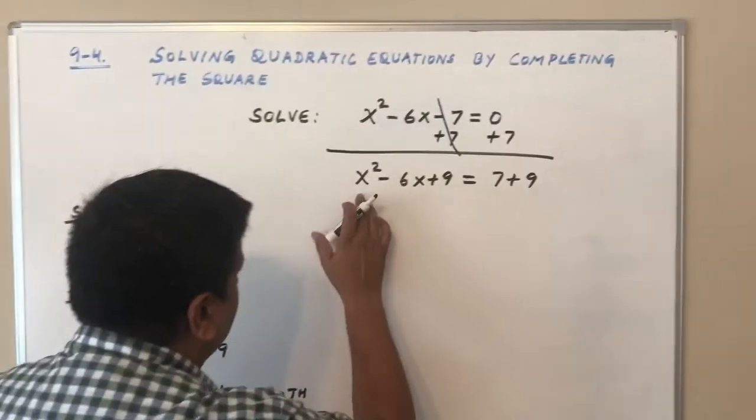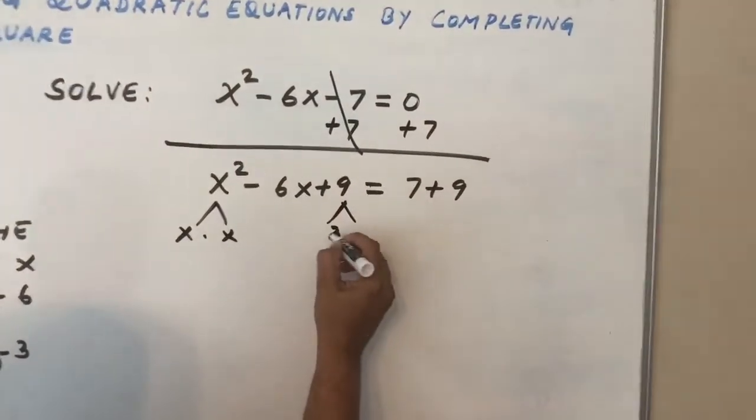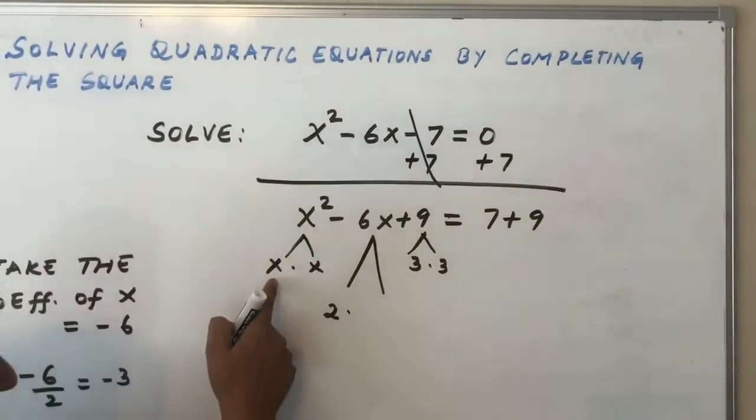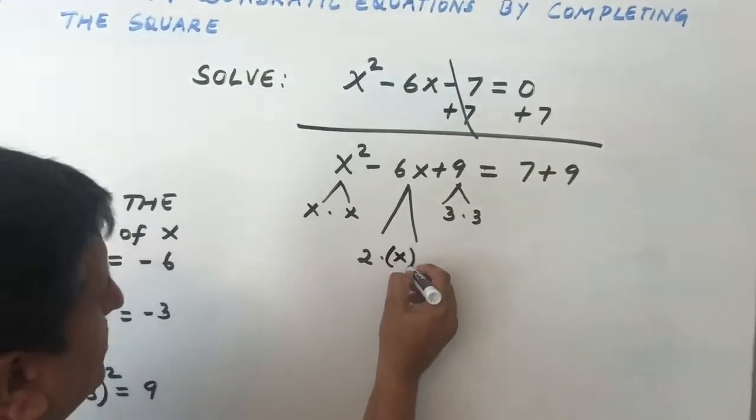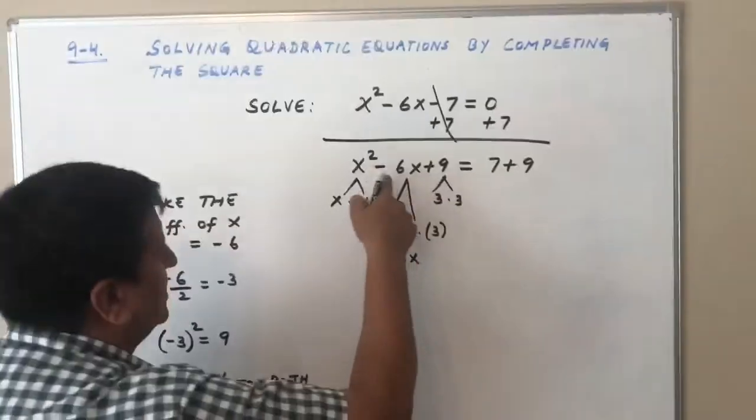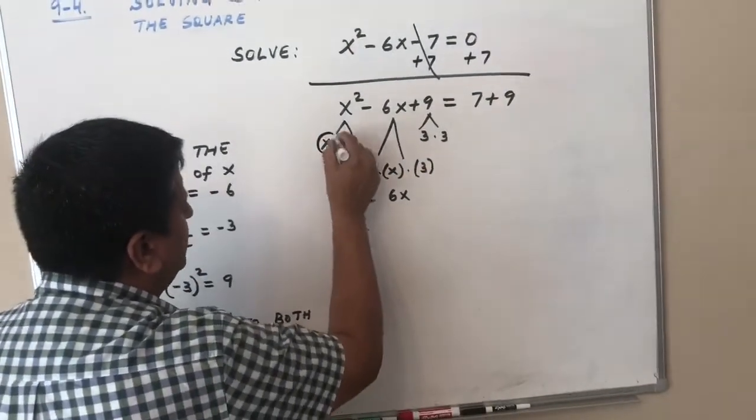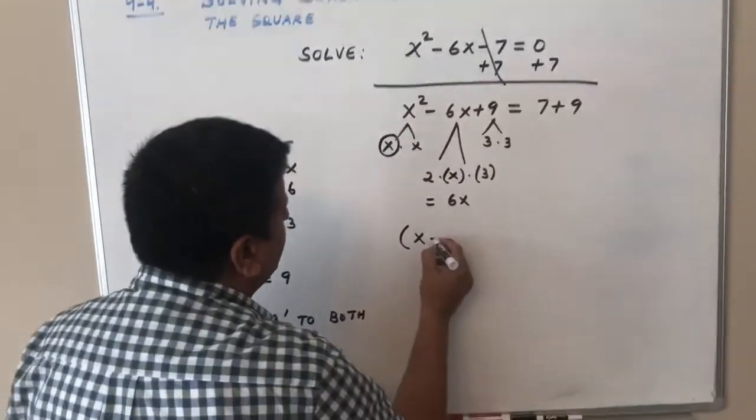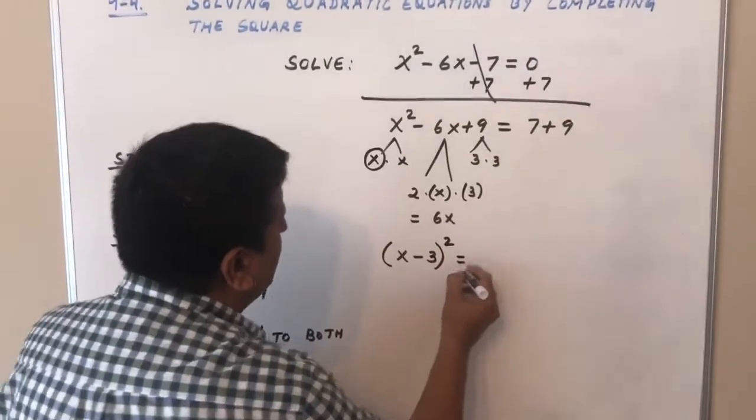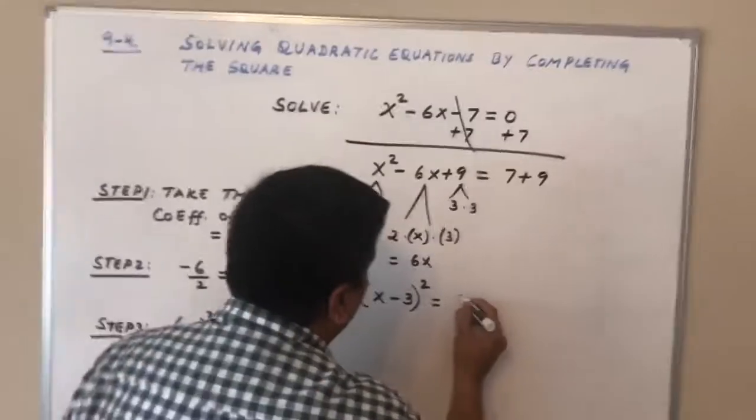If you recognize this, this one is like x times x. This one is like 3 times 3, and this one is like 2 times one of these factors, and one of these factors. That gives you 6x, and there's a minus sign here, so this completes a square. Take one of these, and you're going to use this minus sign and one of these factors. This completes a square. On the right hand side, we have 7 plus 9, we have 16.